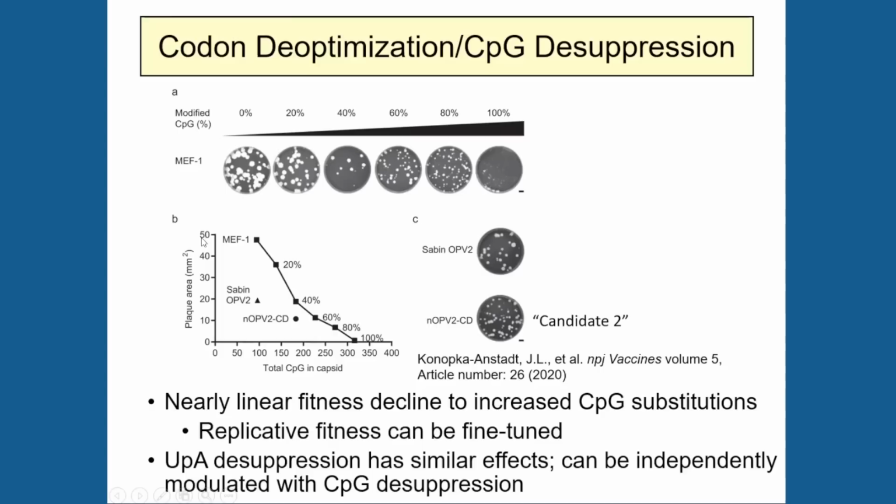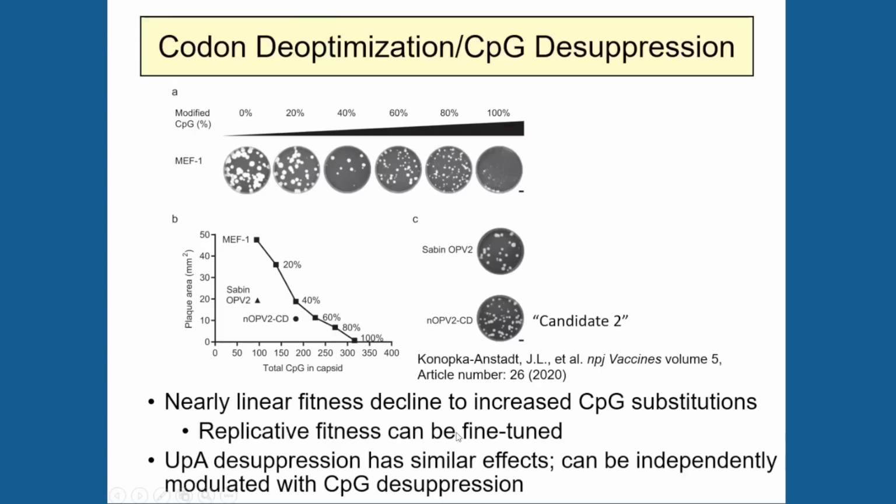And this is a plaque area measurement, this curve, with MEF1 at 20%, 40%, 60%, 80%, and 100% saturation just in the capsid region. And this is Sabin2, which is already having a smaller plaque area. And this is our candidate, NOPV2. It became candidate 2 in the Gates Foundation consortium, but in this paper it's described as NOPV2 CD, codon deoptimized.